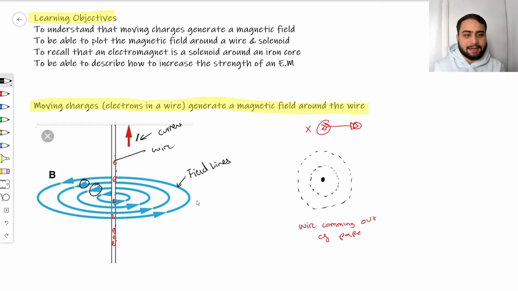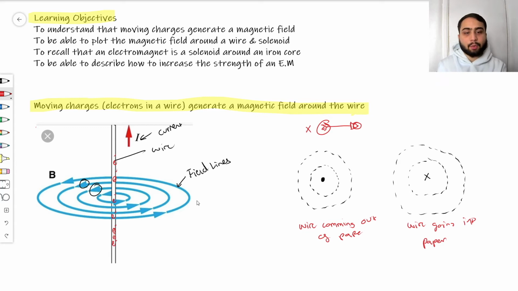So if I had another diagram here which had a cross, yellow field lines all, this tells you that the wire is going into the paper. Wire going into paper. Okay, so let's look at the wire coming out of the paper first.